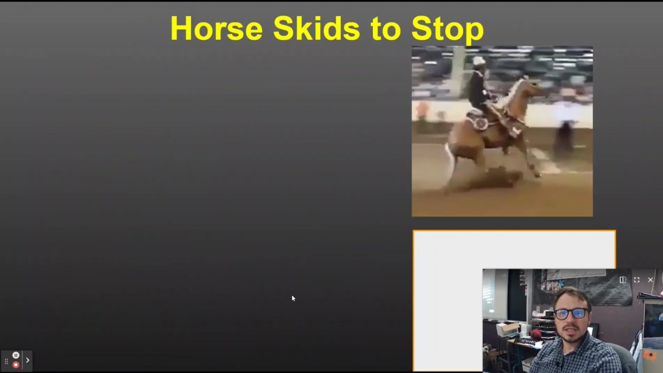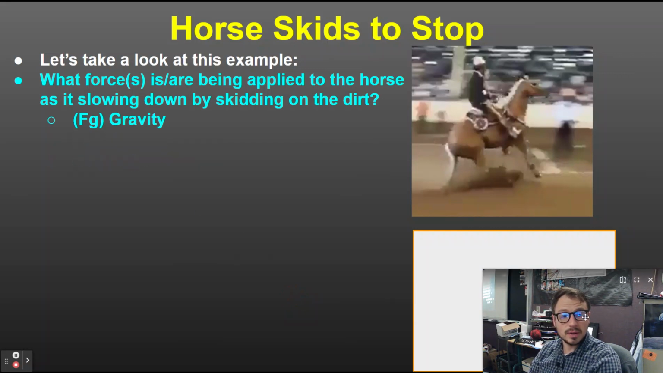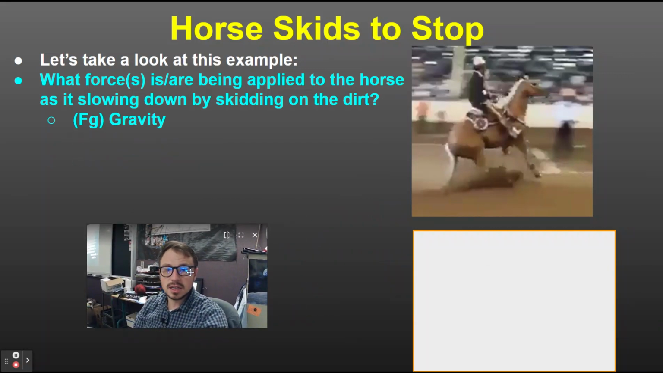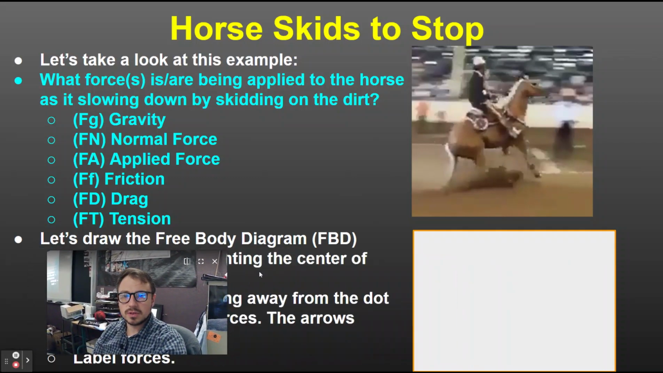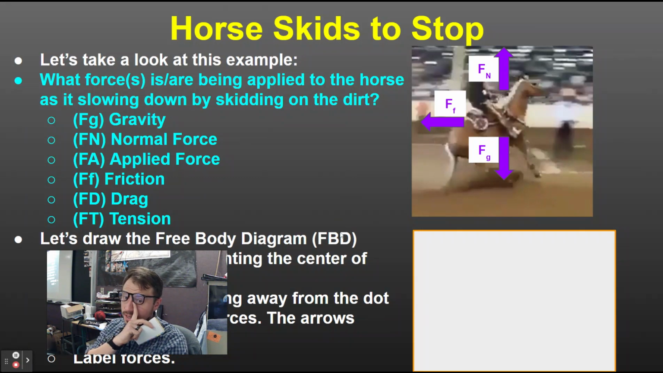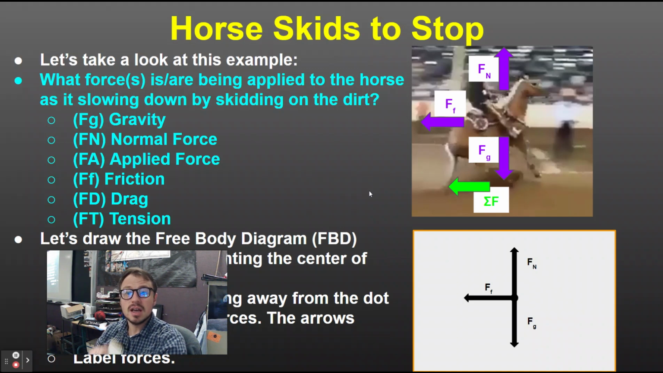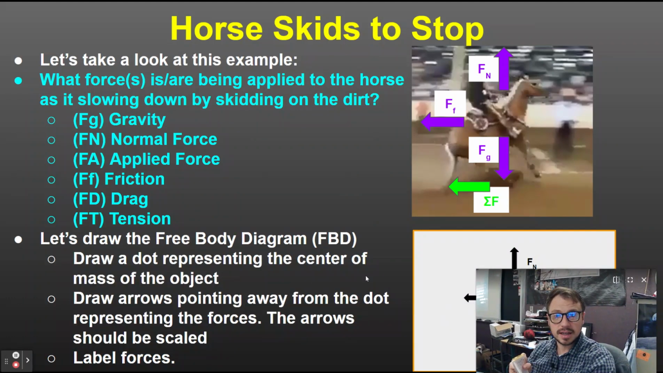Now, let's take a look at a horse skidding to a stop. Slowing down should instantly say in your mind, oh, this horse is accelerating because it's slowing down. So let's take a look at the forces that are being applied to it. Obviously, we're still on the planet Earth. Gravity is pulling down. Normal force is supporting this horse. What's slowing it down is a frictional force. Now, this horse is moving to the right, but there's no force propelling it to the right because it's slowing down. I have a net force going in the opposite direction. That is what is slowing this horse down. This is what my free body diagram is going to look like.